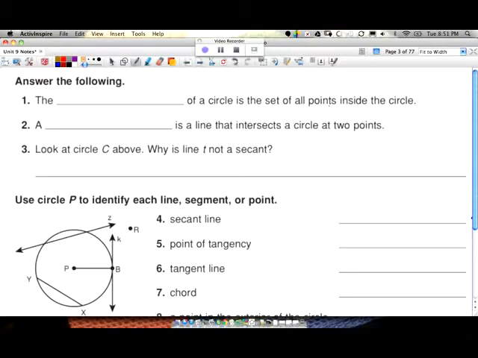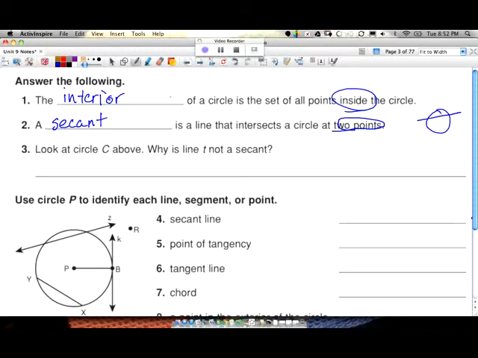The blank of a circle is a set of all points inside of a circle. So the inside would be the interior. That was easy. A blank is a line that intersects a circle at 2 points. So intersecting it twice, that means it's going through the interior. That would be a secant line, or a secant.